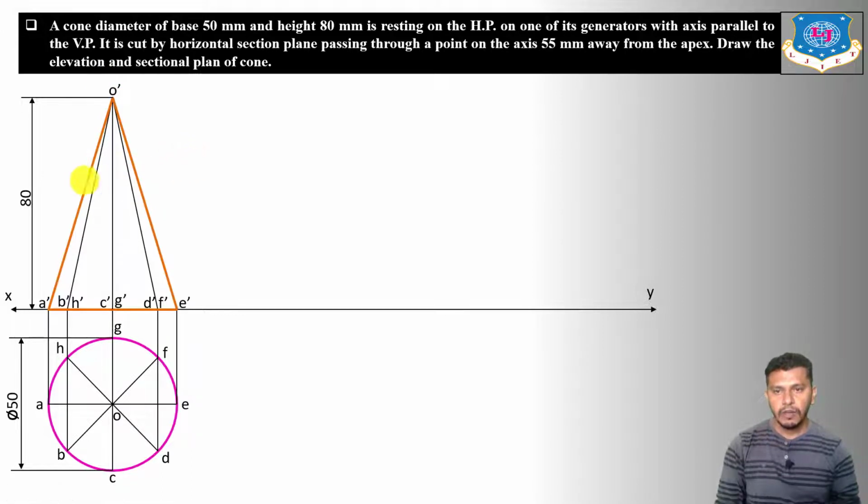Now we have to derive the second stage, and here it is given that the cone is resting on one of its generators with the axis parallel to the vertical plane.